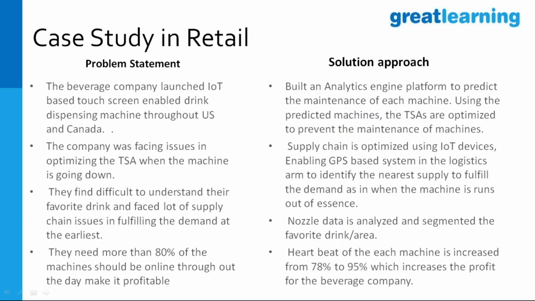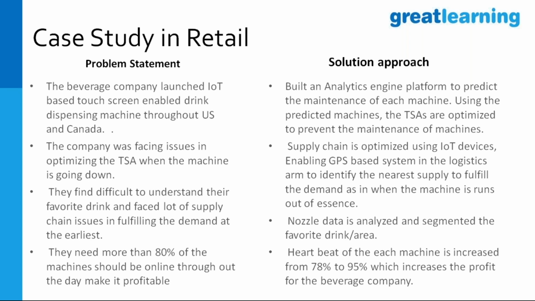Okay, moving on to the case study. This is a case study in retail, for a Fortune 500 beverages company. The beverage company has launched an IoT-based touch panel dispensing soft drinks. You can choose Pepsi, Dr Pepper, Orange, Mirinda, and Fanta, and you can club and choose them. They have implemented it in the US and Canada.